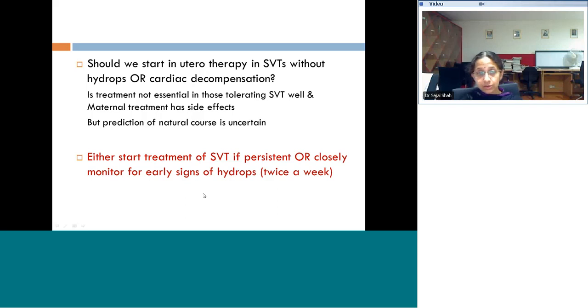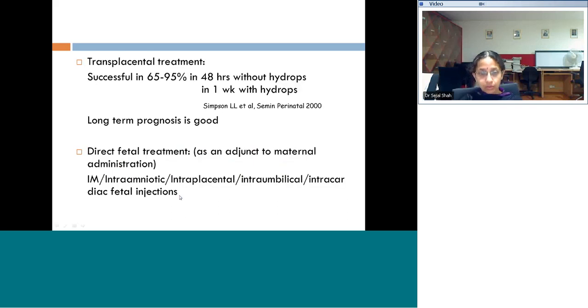Monitoring closely is usually once in 72 hours. The other option is to start empirical treatment. So what to start, we will see in the next slide. Whenever a transplacental treatment is considered, without hydrops, you get a response in the first 48 hours. But if there is hydrops, your response could be a little delayed. However, the long-term prognosis is usually good.